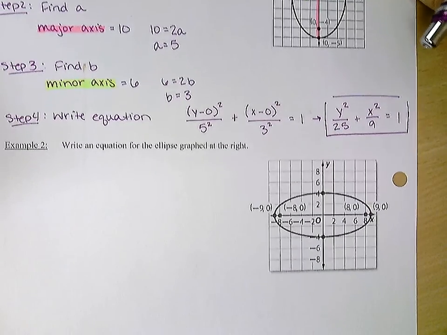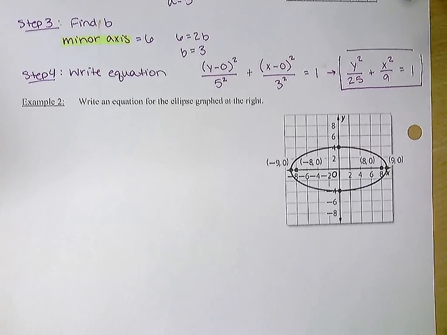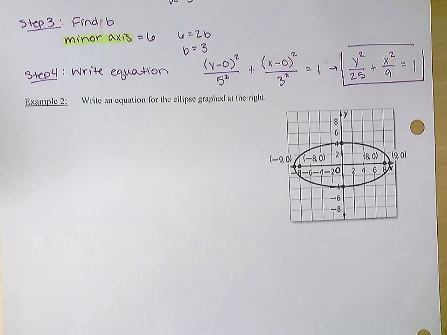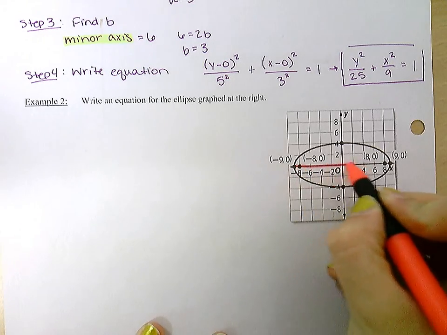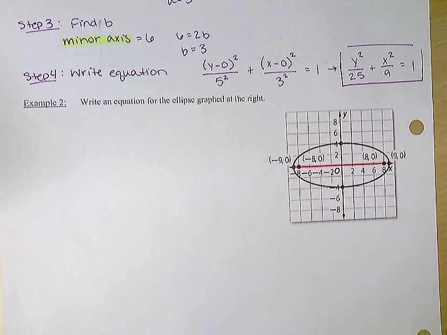Okay, we're going to do one more. So we're going to write the equation of the ellipse that's graphed at the right here. This time, my major axis, or the longest segment through the middle there, is horizontal. So since that major axis is horizontal, that makes this a horizontal ellipse.